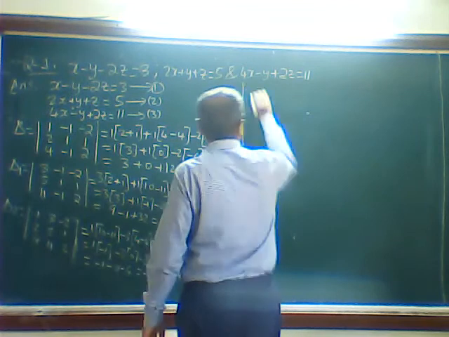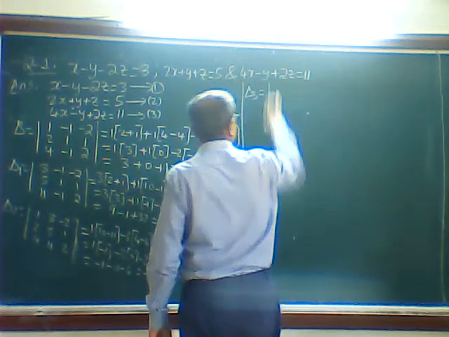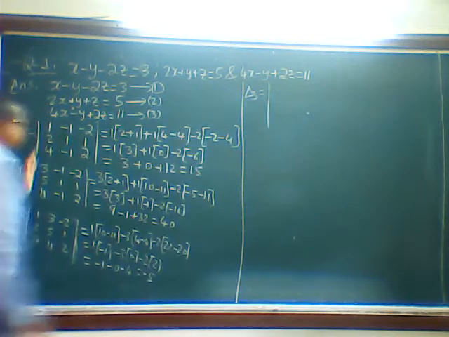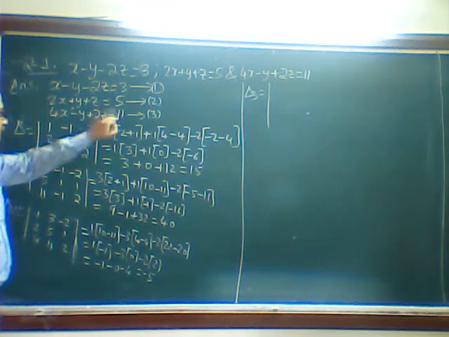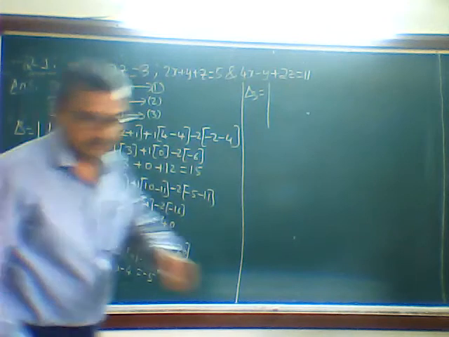Next, delta 3. Delta 3 will be what? In delta, first column as it is, second column as it is, third column will be replaced by the constants 3, 5, 11.